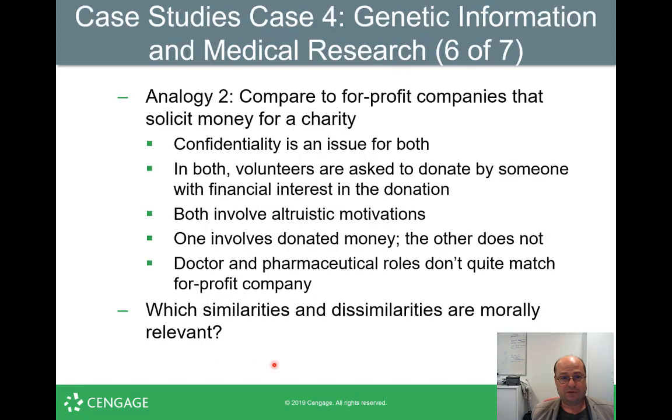Okay, analogy 2. You can compare to for-profit companies that solicit money for charity. In both cases, confidentiality is an issue. In both cases, volunteers are asked to donate by someone with financial interest in the donation, right? There's a percentage of the donations that goes to the companies. Some of these companies make billions for themselves, right? There are a few of these companies that take about 60% of your donations. Both involve altruistic motivations.